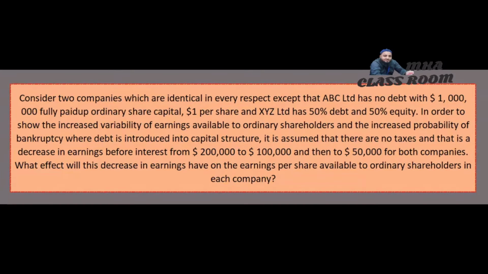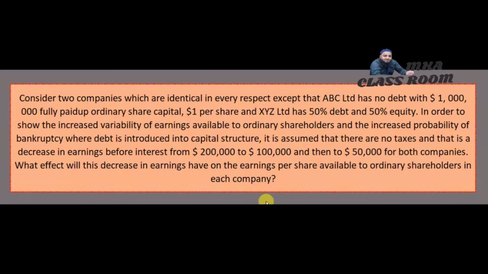In order to show the increased variability of earnings available to ordinary shareholders and the increased probability of bankruptcy when debt is introduced into the capital structure, it is assumed that there are no taxes and there is a decrease in earnings before interest from 2 lakh to 1 lakh and then 50,000 for both companies. What effect will this decrease in earnings have on earnings per share available to ordinary shareholders in each company? We have to see what will happen to the EPS of both companies.